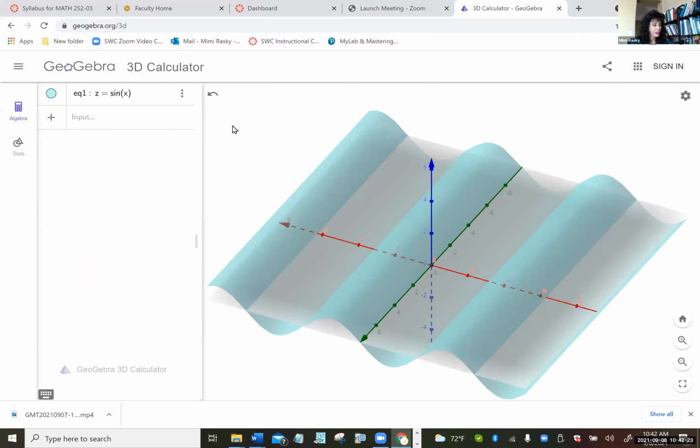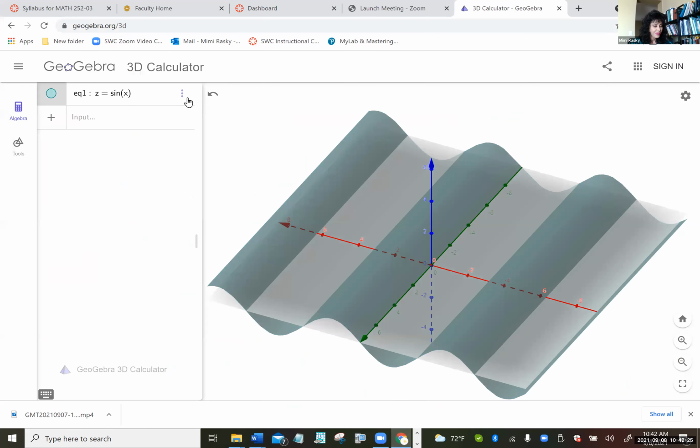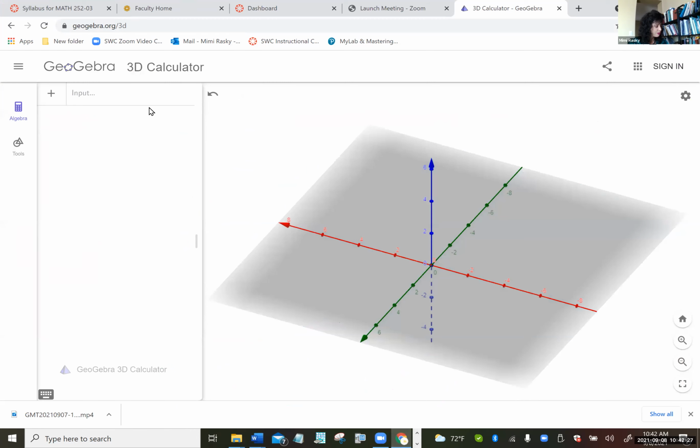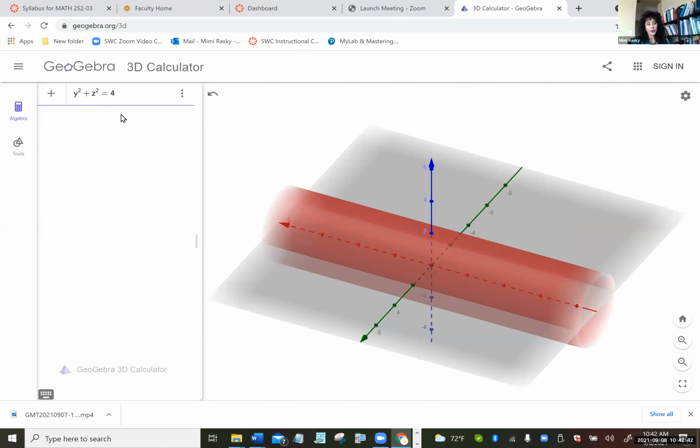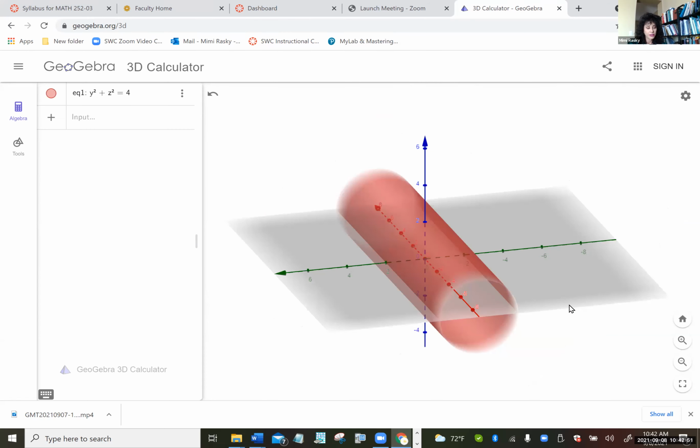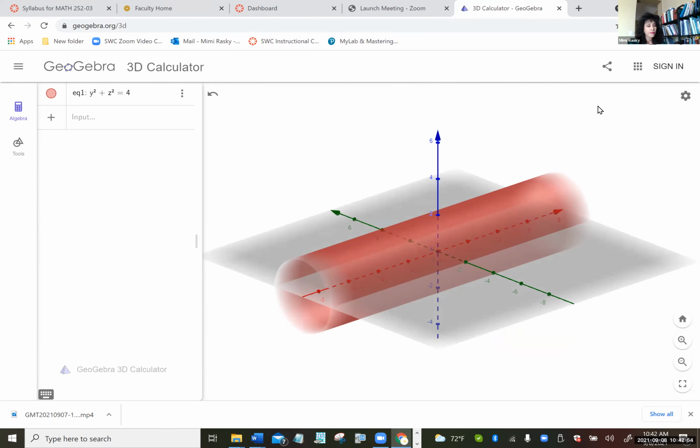So if you did want to go to GeoGebra, let's delete this one. Let's start over. If we did y squared plus z squared equals 4, there we go. So it is a cylinder on its side. And their y-axis is pointing in the wrong direction for me, but at least you kind of get a feel for what this thing looks like. Yeah, pretty cool. So that's cylindrical surfaces.